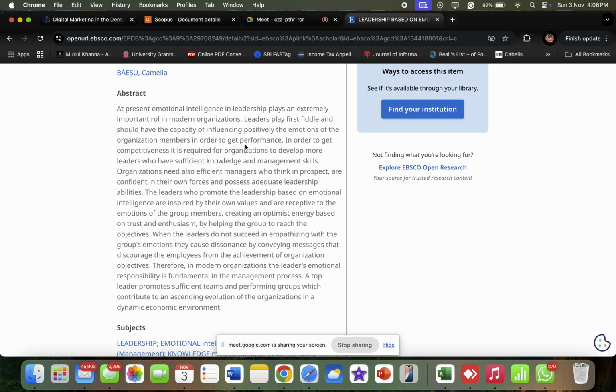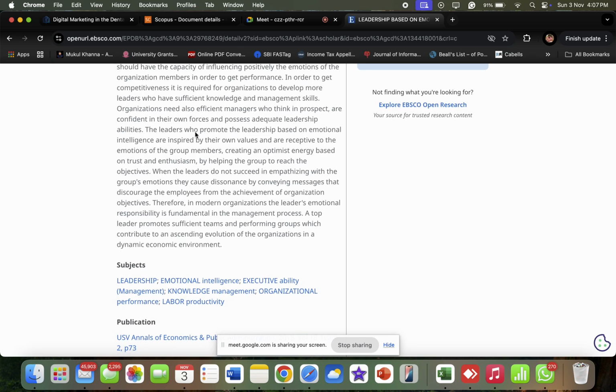So basically they would have conducted a study, and let's try to figure out what they found, or what the study is about. In order to get competitiveness, it is required for the organization to develop more leaders who have sufficient knowledge and management skills. Organizations need effective managers. The leaders who promote leadership based on emotional intelligence are... So this is what they have found. As per the paper, we can write down that they found that leaders who promote leadership based on emotional intelligence are inspired by their own values and are respected by others. So basically they would have conducted a study and found out something like this.